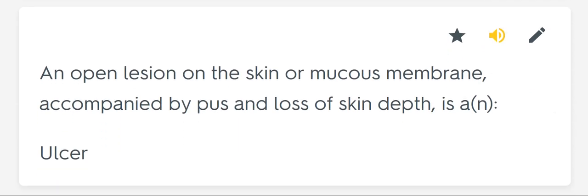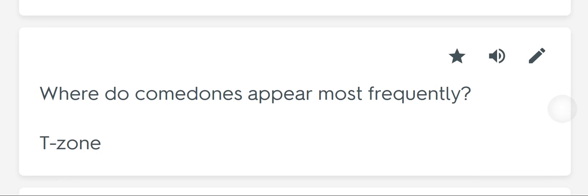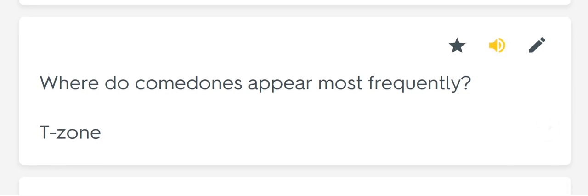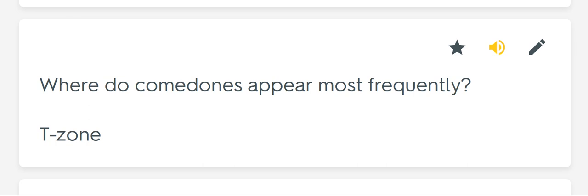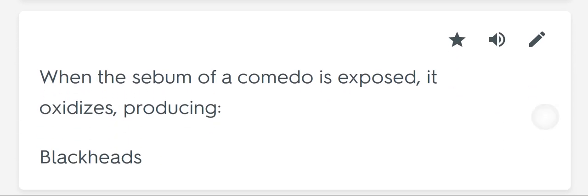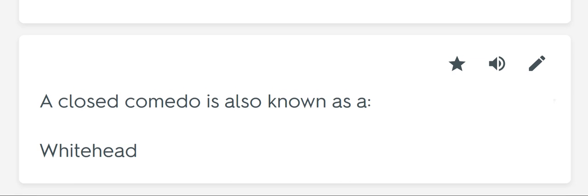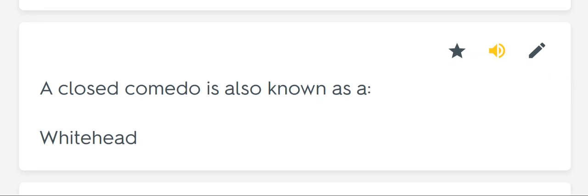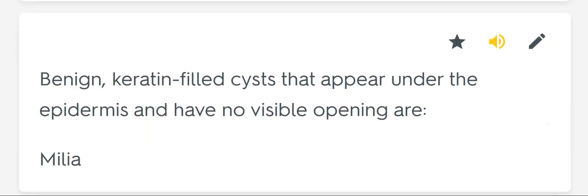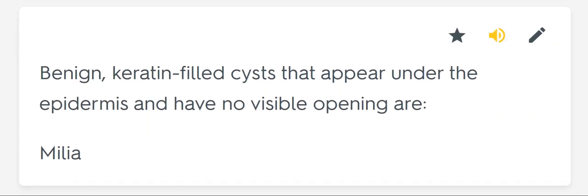An open lesion on the skin or mucous membrane accompanied by pus and loss of skin depth is an ulcer. Where do comedones appear most frequently? T-zone. When the sebum of a comedo is exposed, it oxidizes, producing blackheads. A closed comedo is also known as a whitehead. Benign keratin-filled cysts that appear under the epidermis and have no visible opening are milia.